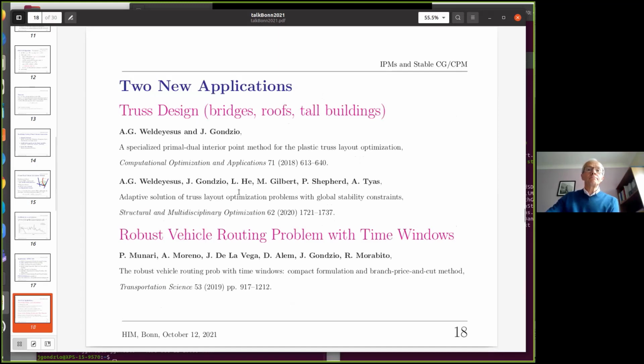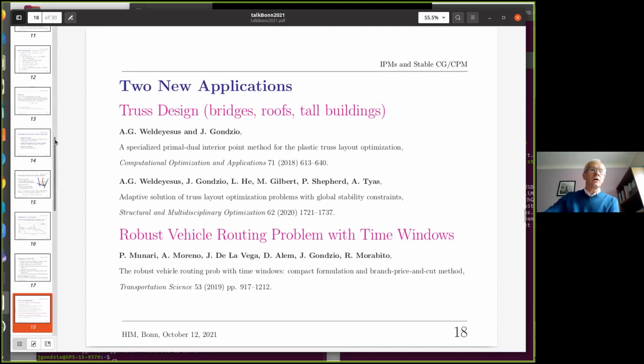Recently, we also applied them in very different settings. One was the truss design, so these are very difficult engineering problems. And here we solved both the typical column generation, which involves linear programs, but also the same scheme was used in semi-definite programming, in which the cuts were generated by the semi-definite oracle. So we were looking at the global stability constraints in the design of trusses. There's also a recent development on robust vehicle routing problems.